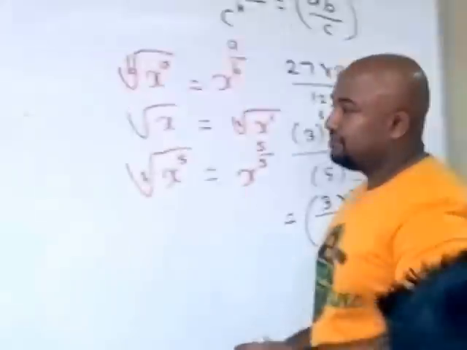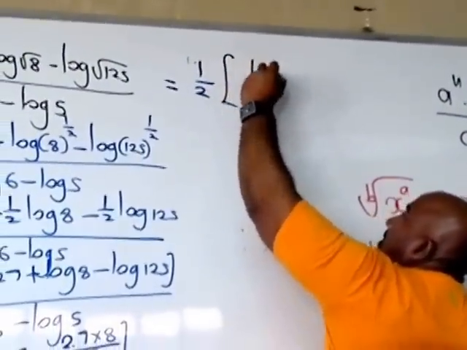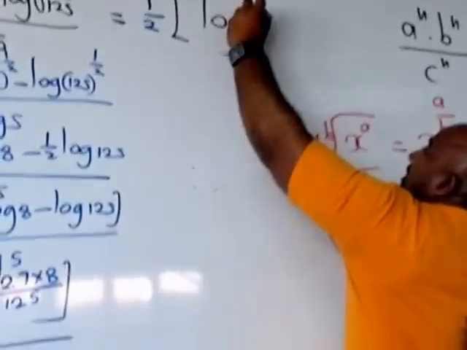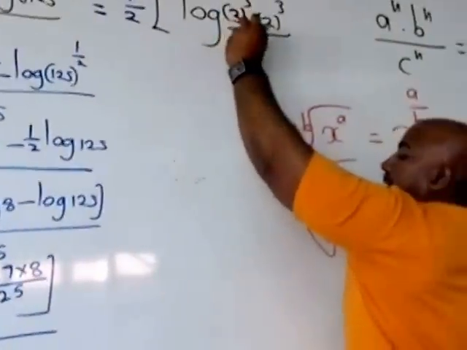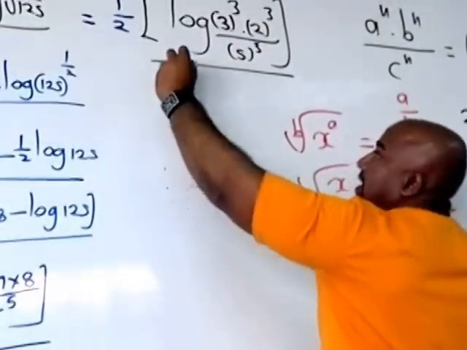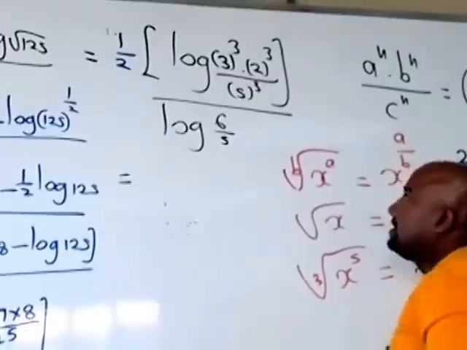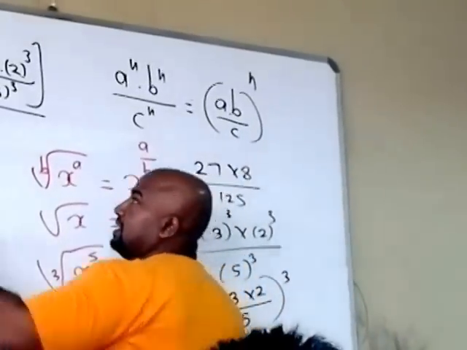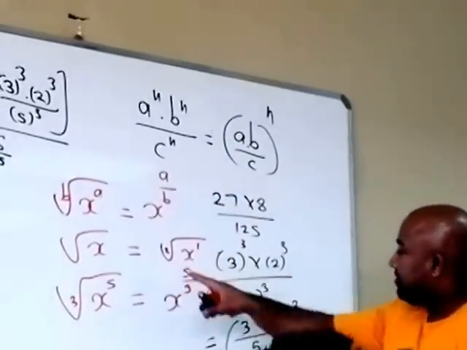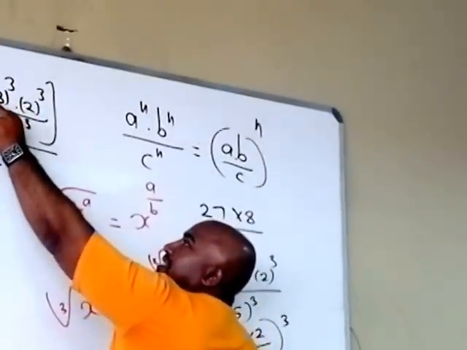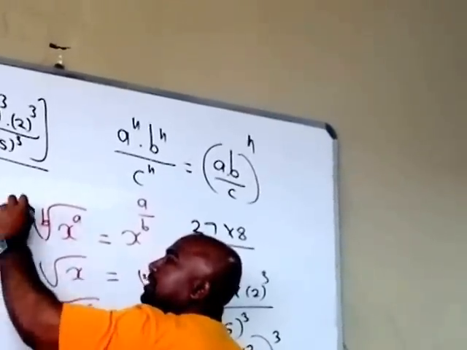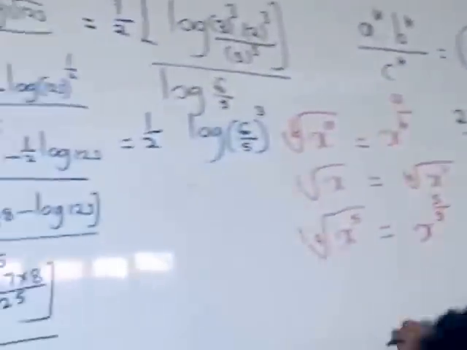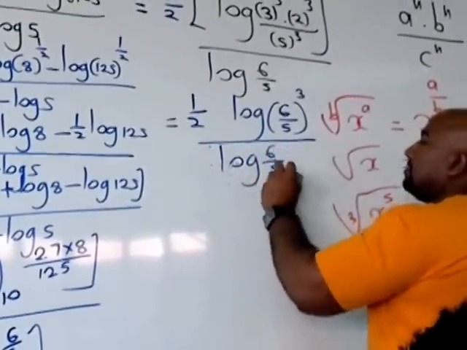So now, let's do it here. That's going to be log. Okay, let's do it properly here now because this is what you're going to be copying down. So now this is going to be 3 cubed times 2 cubed divided by 5 cubed, and it's all divided by log 6 over 5. Now, I'm sure you can see what's going to happen from here to the next step. That's going to be 1 over 2 times log. Refer to what I wrote down here. So that's going to be 3 times 2, which is 6, 6 over 5, all raised to the power 3. Can you see that? Here it is: 3 times 2, 6 divided by 5, all raised to the power 3. And it's all divided by log 6 over 5.